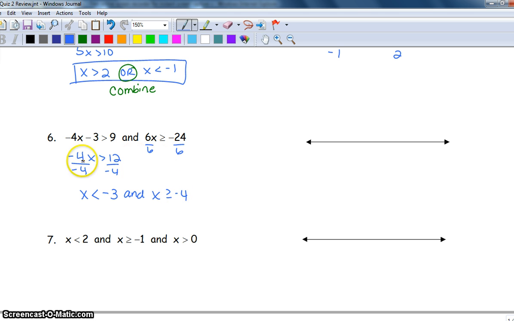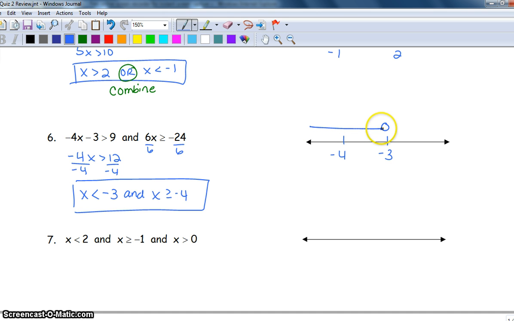Now notice the difference. In the first one we divided by a negative. In the second one there's a negative in the problem, but since we didn't divide by it, we're not going to flip the sign. It stays as is. So we've got a -3 and -4. -4 is smaller, so it goes to the left of -3. Open circle at -3 to the left. Close circle at -4 to the right.